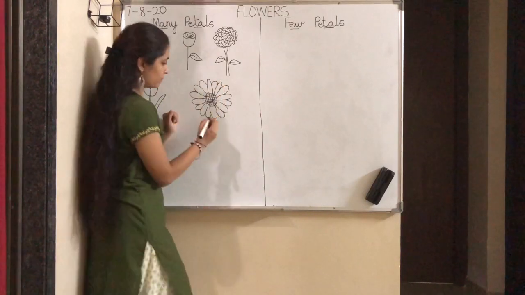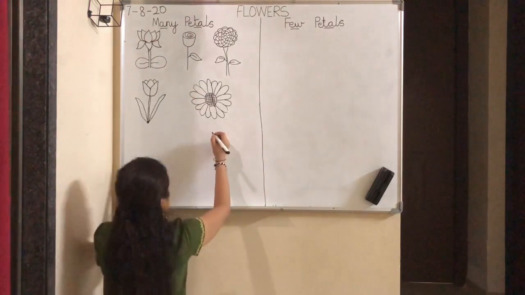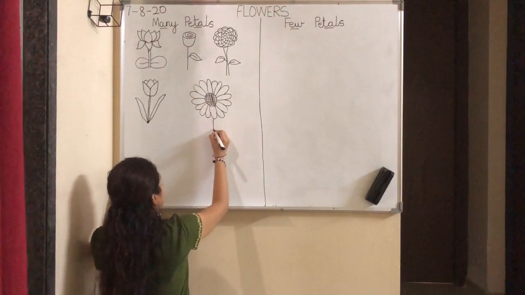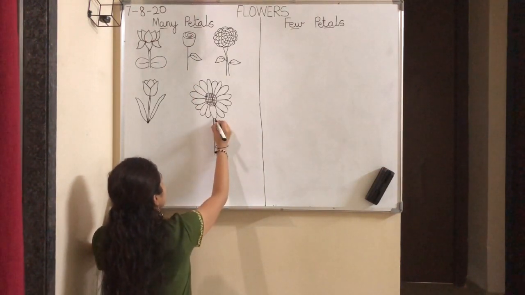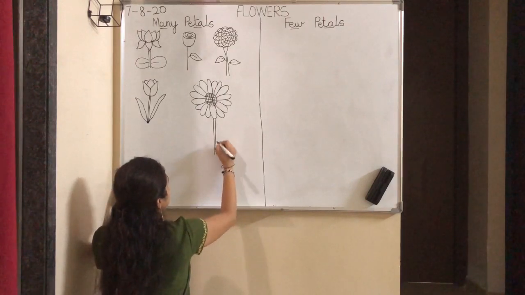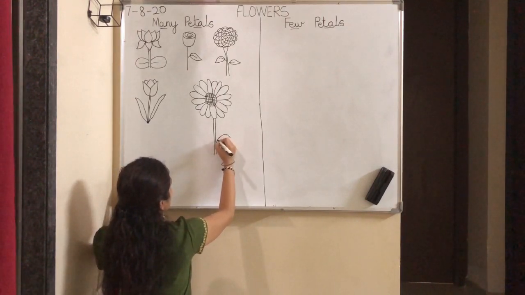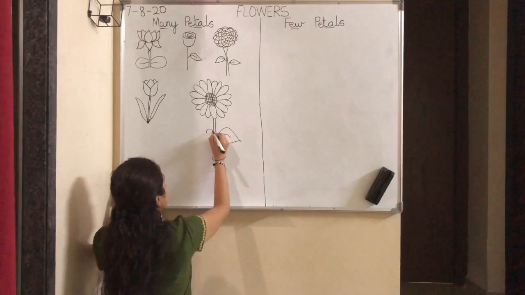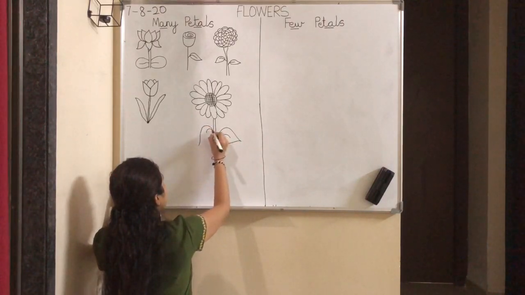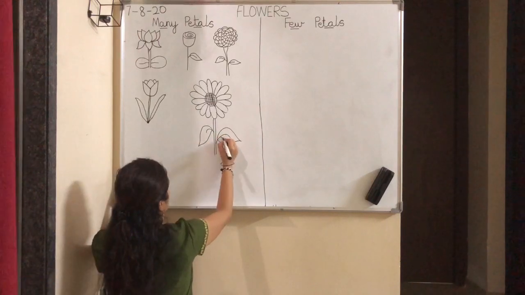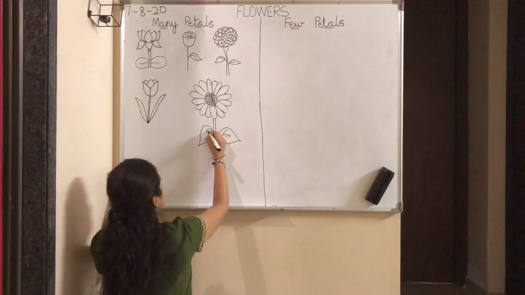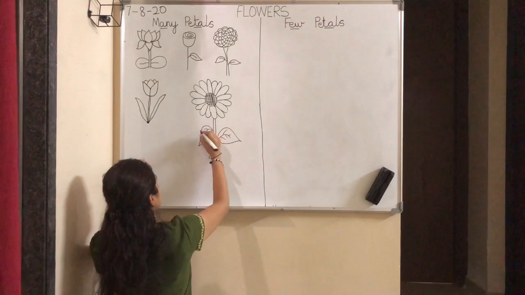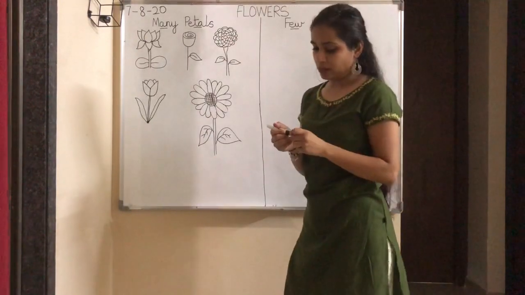This is a sunflower. Let's draw the stem of the sunflower. And let's draw the leaves. Which flower is this? Sunflower.